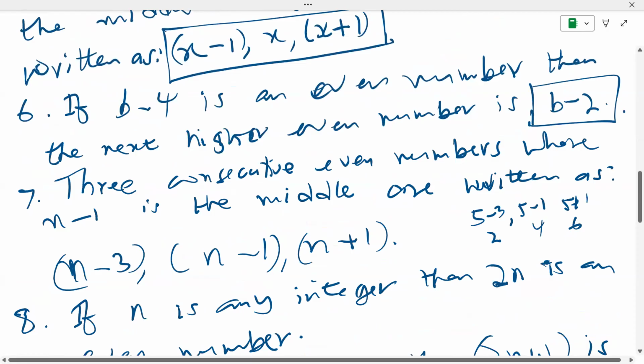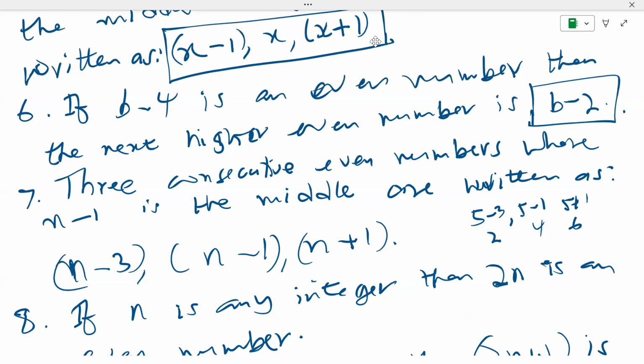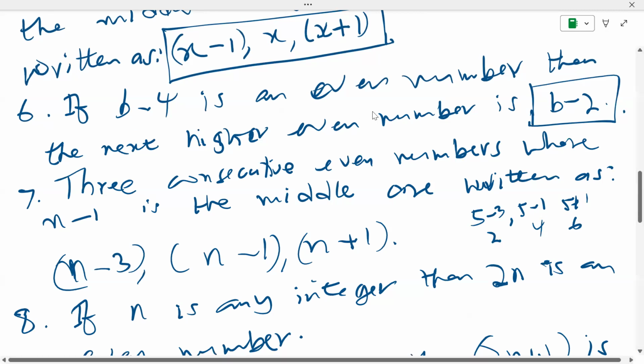Now, if b is also important that we look at it and see how we put it in. So if b minus 4 is an even number, then the next higher even number is b minus 2. Let's look at this carefully. b is a number, we are subtracting 4, and want to get an even number. So whatever number we pick should be such that when we subtract the 4, we get an even number.